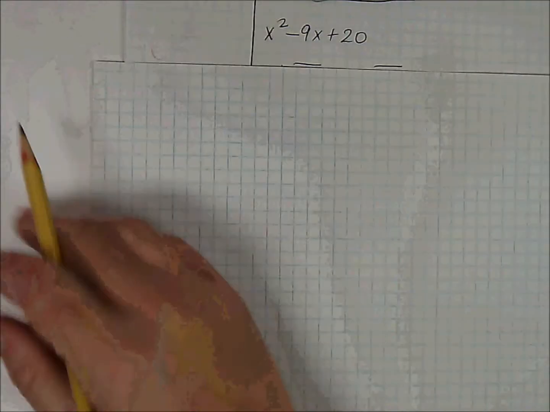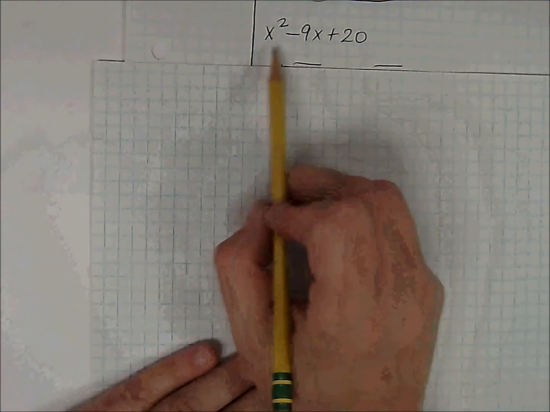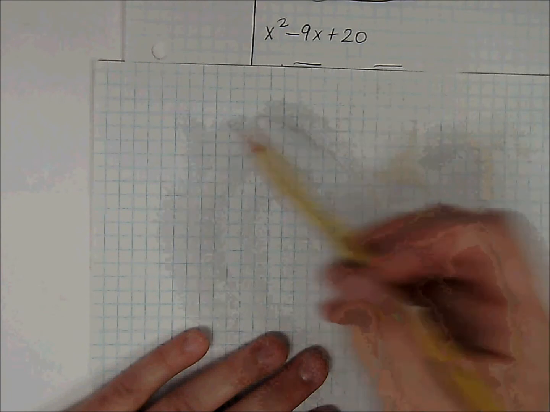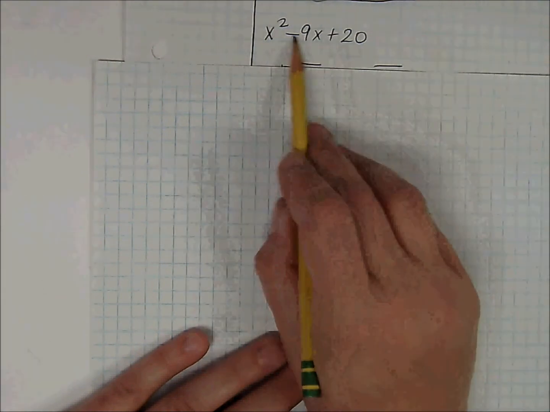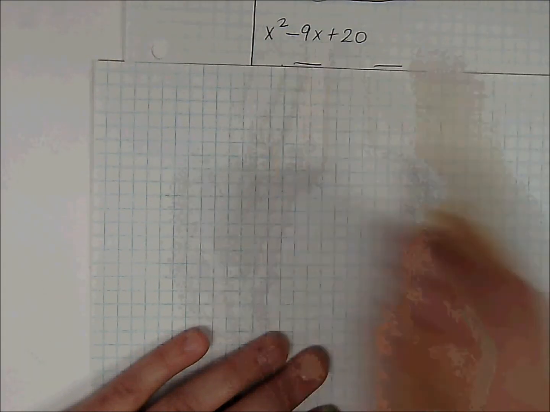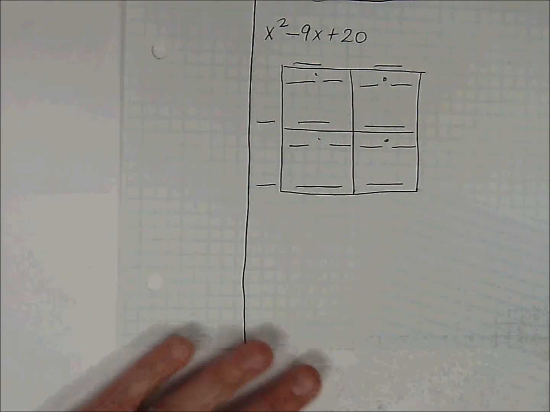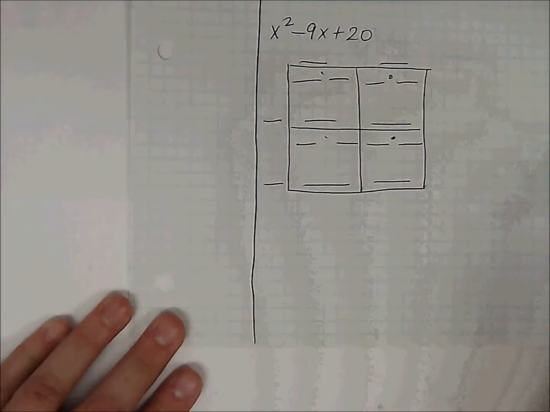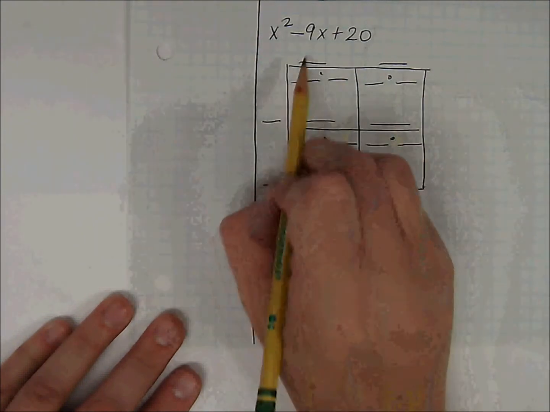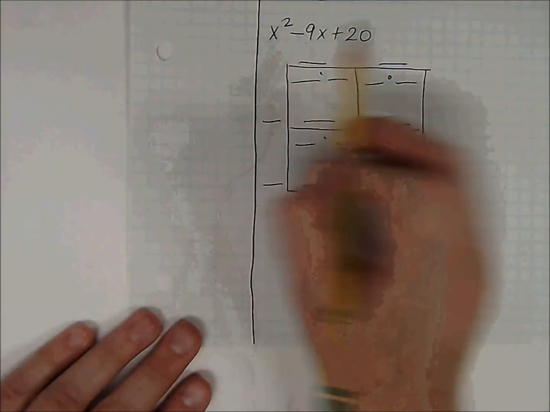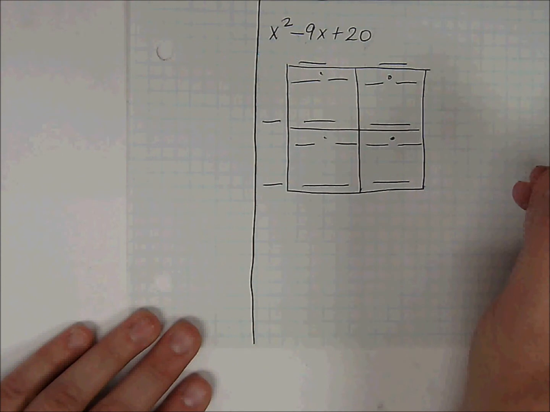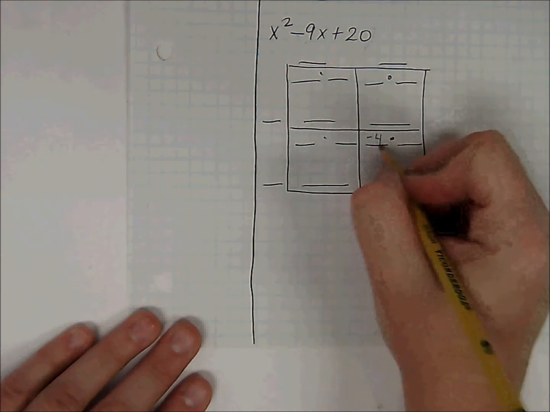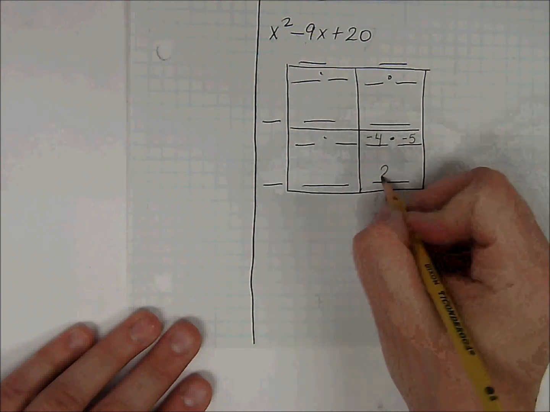So again, I asked myself, is there anything I can take out of all 3 of these numbers? And I don't see anything. And there's 3 terms. Terms are separated by a plus or a minus. There's 3, so that means I need to do a box. So now I look for numbers that multiply together and give me 20, but when I add them together, I'm going to get negative 9. Well, I'm thinking negative 4 and negative 5 make it positive 20.